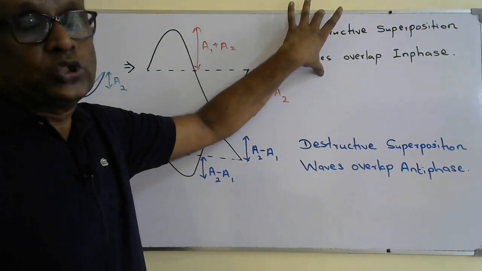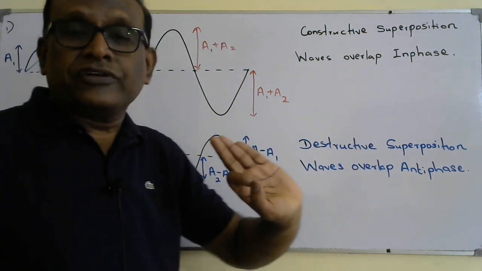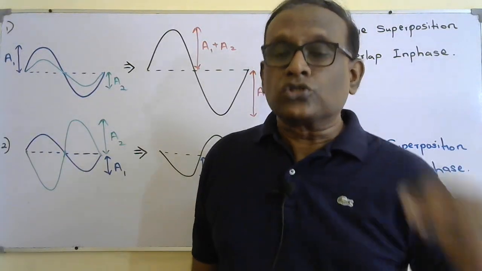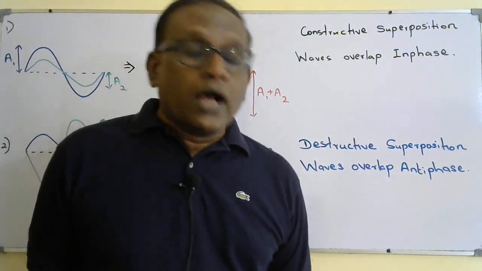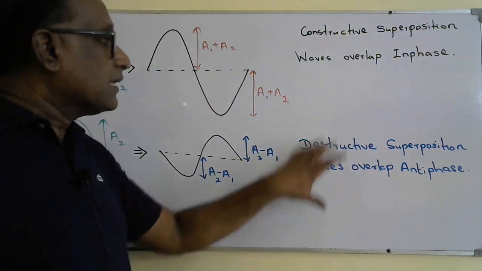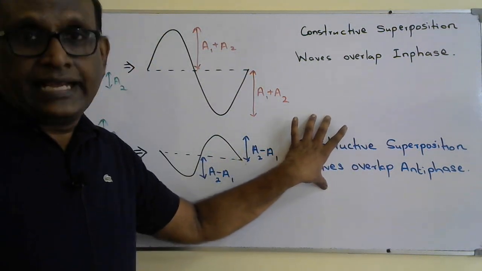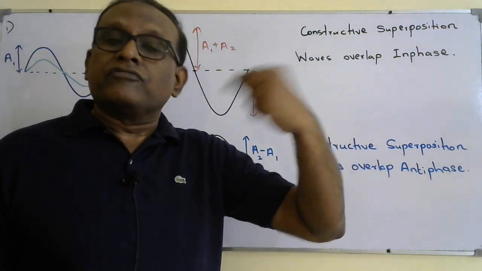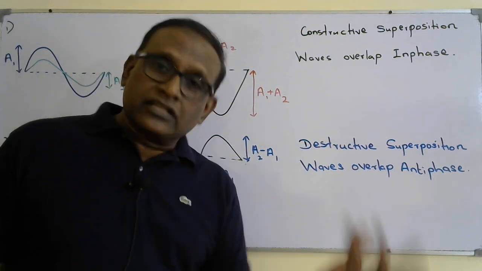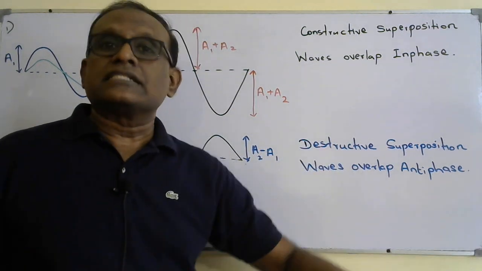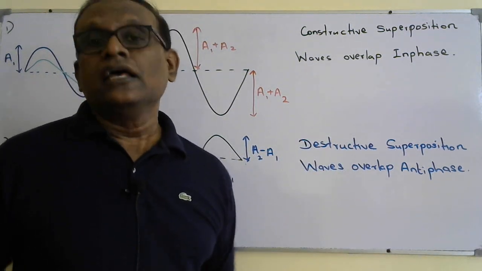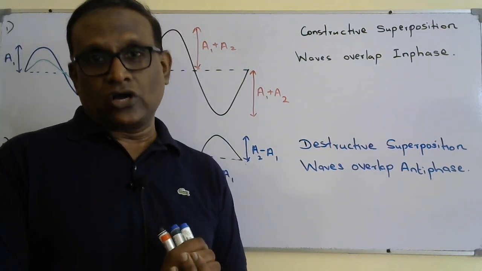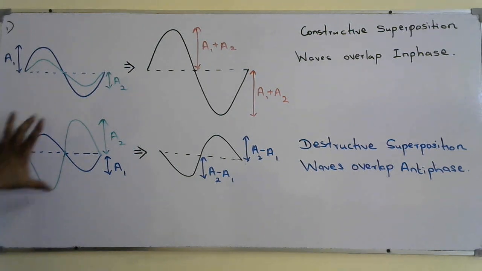Constructive superposition means the two waves should overlap in phase. What do you mean by in phase? Crest and crest should overlap, trough and trough should overlap. Destructive superposition means they should overlap antiphase. That means the crest of one wave and the trough of the second wave. The other way, if I say the trough of one wave and the crest of the other wave, if they overlap like that, we say they are overlapping antiphase. Destructive superposition will occur. So here I took they have different amplitudes.